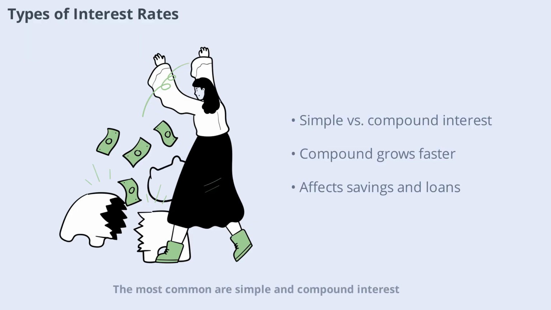Interest rates come in different forms. The most common are simple and compound interest. Simple interest is calculated only on the original amount, while compound interest is calculated on both the original amount and any accumulated interest. Compound interest can make your savings grow faster, but it can also make debts more expensive if you're borrowing. Understanding the difference between these types is crucial for managing your finances effectively, whether you're saving for the future or taking out a loan.